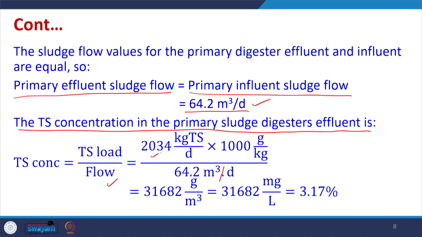So, this is 2034 into 1000, because we have to convert this into gram. So, this is gram per kg. So, kg goes off, and per day goes off as well. So, we have 31,682 gram per meter cube, which is the amount of solid produced per meter cube, or in milligram per liter it will remain the same. So, we have 3.1% as the total solid concentration in the digester effluent.